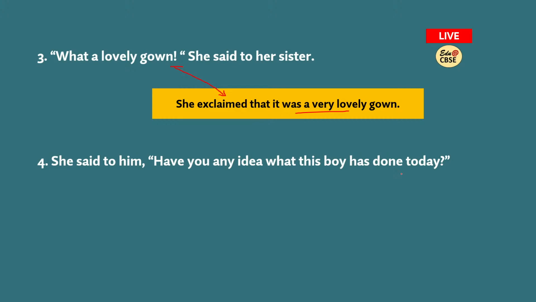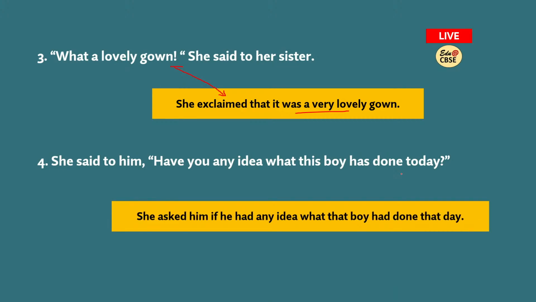Atharv is the first one to answer. She asked him if he had any idea what that boy had done that day. Yes, Subhan, she asked him if he had any idea what that boy had done that day. I am getting correct answers. Vibhu, she asked him if he had any idea what that boy had done that day. So let's see what is the correct answer here. All of you are giving me correct answers. She asked him if he had any idea what that boy had done that day. So you have answered this correctly.